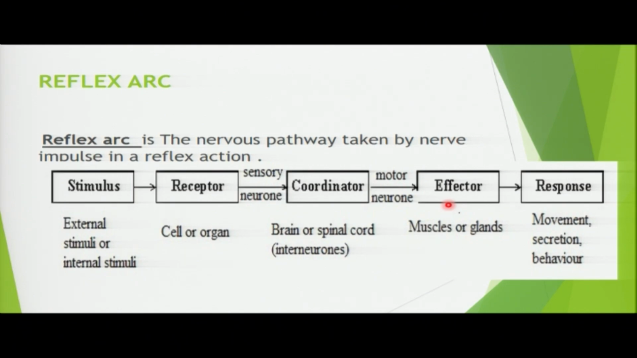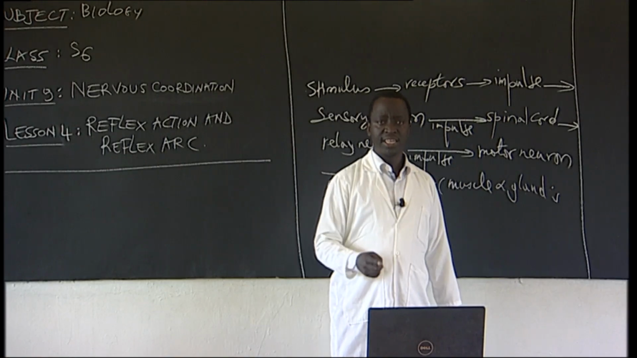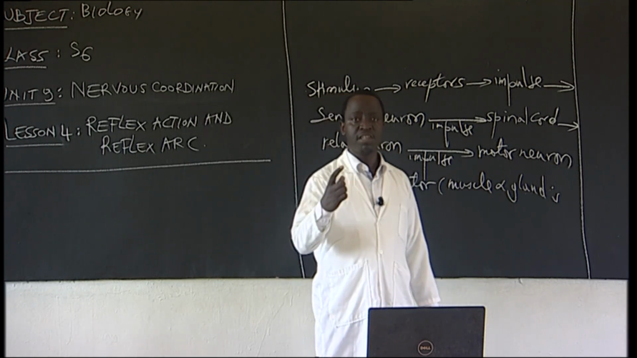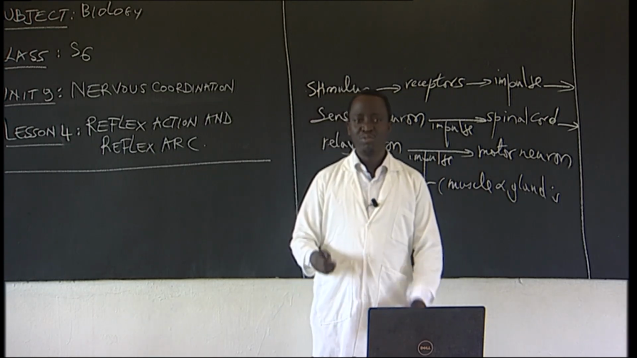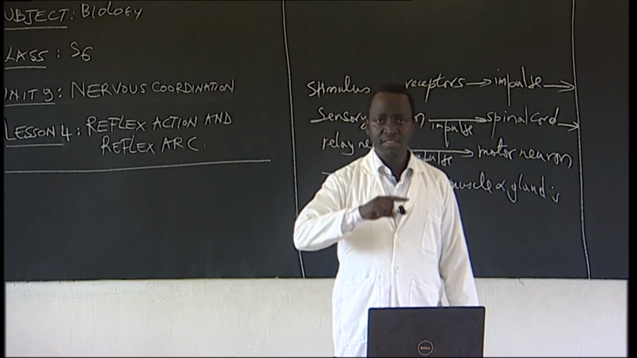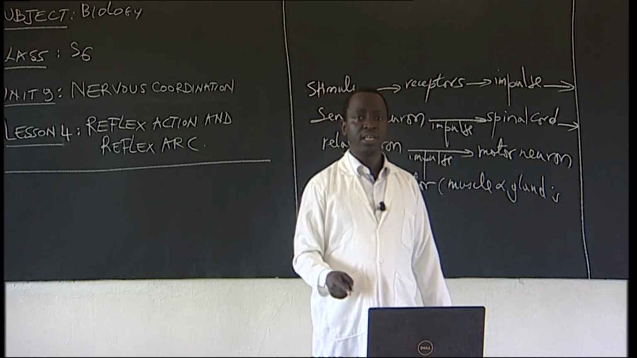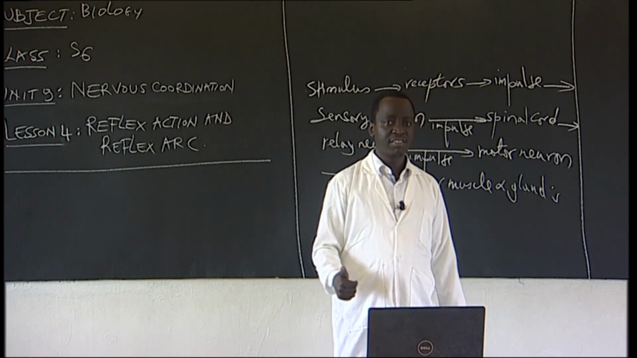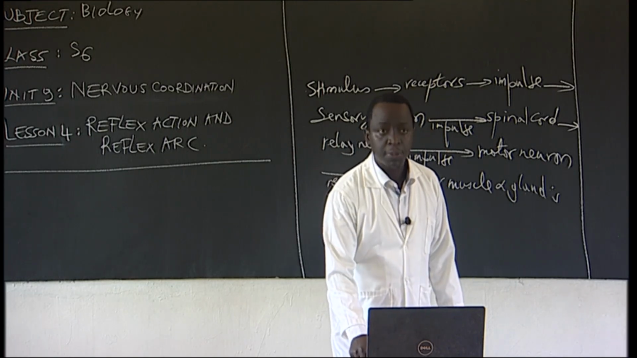So as you have said, you have what you call reflex arc. What is reflex arc? It is a pathway taken by nerve impulse in reflex action. Pathway means from receptor to coordinator, from coordinator to effector, and then the response. That pathway is what you call reflex arc. Are you getting this? Good.